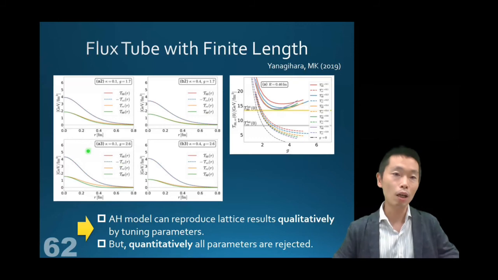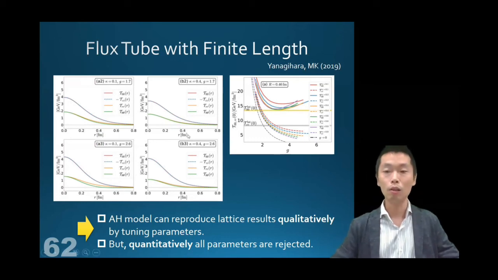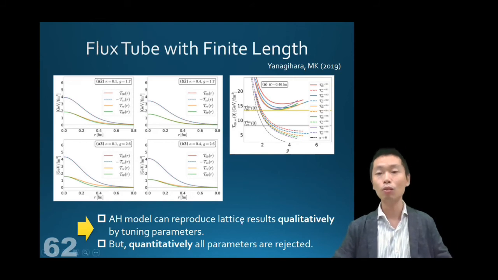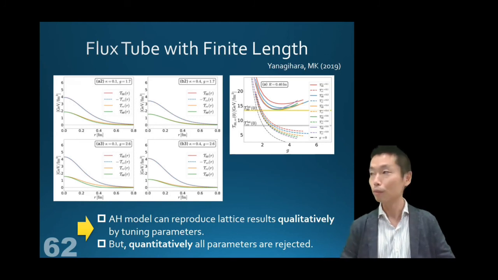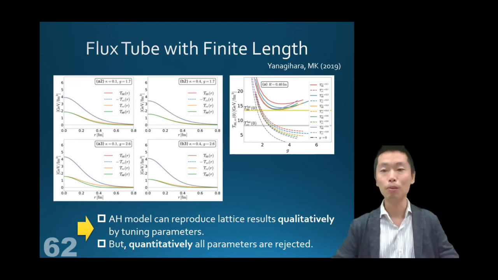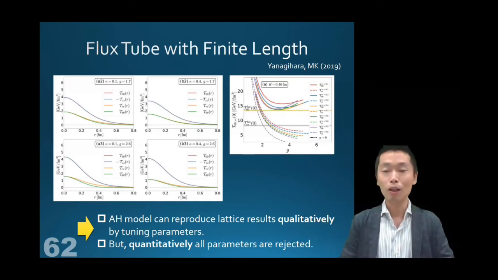Then, as shown here, we could obtain the degeneracy between TRR and T theta theta by tuning the parameters. But we found that, quantitatively, all parameters are rejected. All parameters cannot reproduce the lattice data. So the naive comparison between Abelian-Higgs and the lattice flux tube is not justified. That's our conclusion.